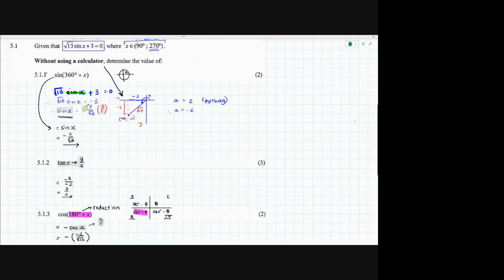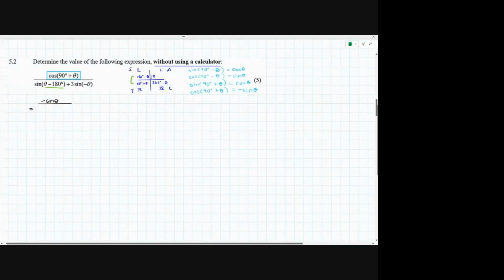This first question over here of 360 plus x. You can add 360 degrees to anything, any angle, and you will end up in the same place. So what I mean by that is, if you're sitting over here at an angle of 120 degrees, if you add 360 degrees, you end up in exactly the same place. If you had subtracted 360 degrees, you end up back in the same place.